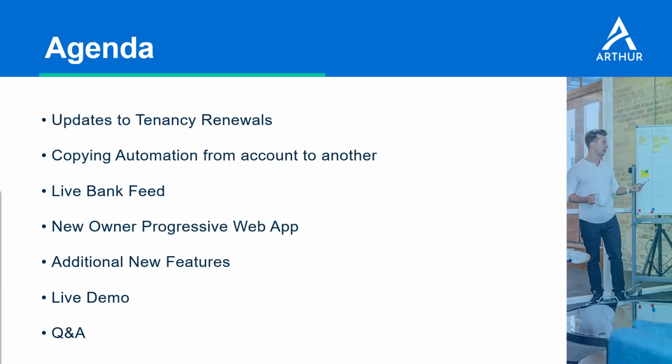So there's a few things that have been updated over the last quarter. First and foremost, and probably the biggest one, is tenancy renewals. You might have noticed that over the last week or two. The next is transferring automation from one account to another, if you have multiple accounts within Arthur Online. Third, and probably our biggest launch, was the live bank feed. We'll go over that a little bit and tell you about it.